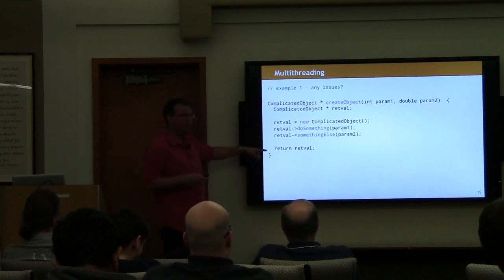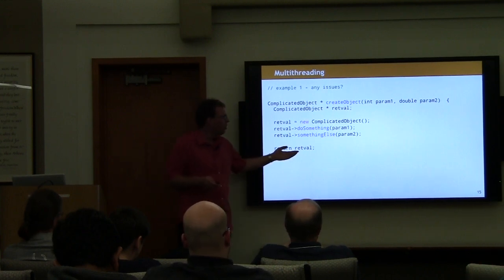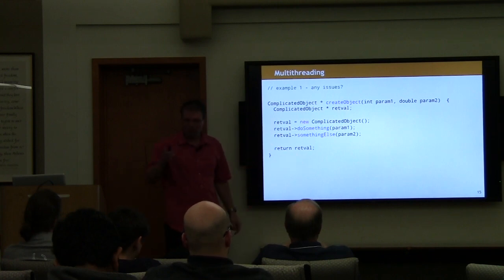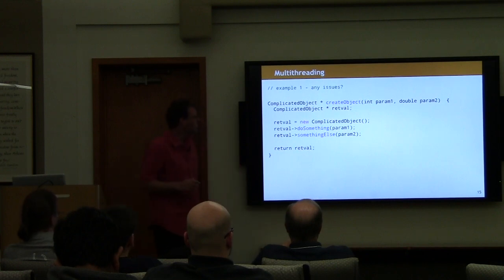What if I wrap a bunch of try-catch blocks around all of these? It seems like a terrible idea. How do I know who's responsible for deleting this object? Unique pointer would be a good idea. That would make this code look a lot better.